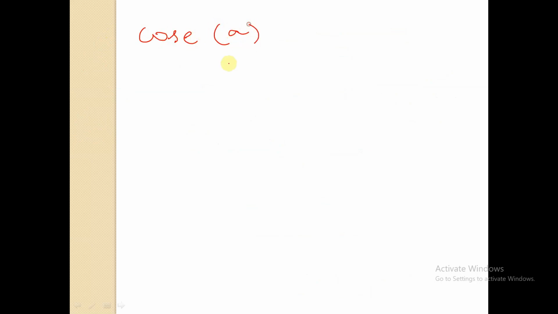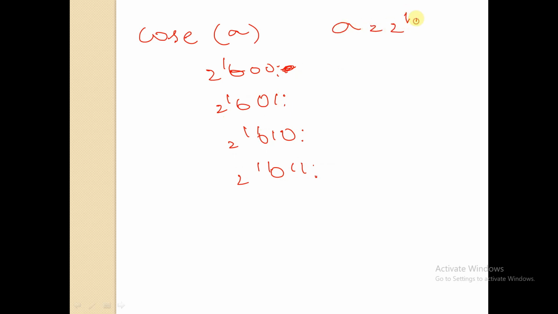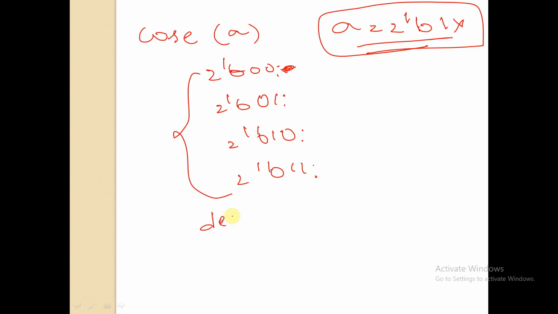Case A, and if we have 2'b00, 01, 10 and 11, and if by chance the value of A is equal to 2'b1x, then no statement will be executed. And if there is a default statement, we should always write a default statement. Since no case is getting matched, the default statement will be executed if the value of A is equal to 2'b1x.